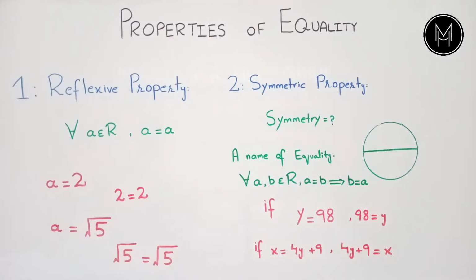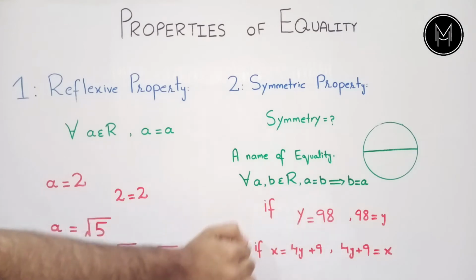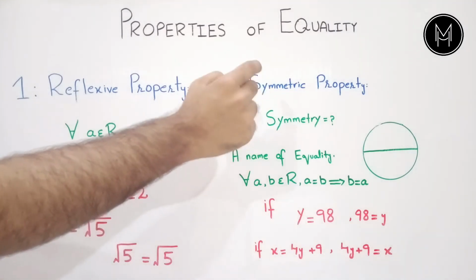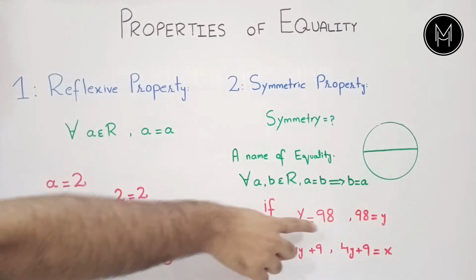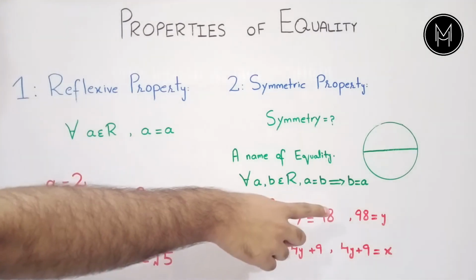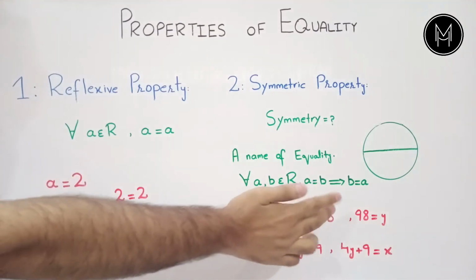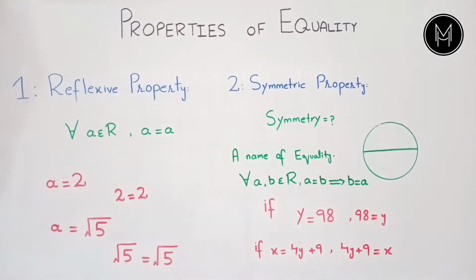Let's say we have an equation y is equal to 98. So according to the symmetric property of equality, we can also say that 98 is equal to y. There is no difference between saying these two different things. We can say y is equal to 98. We can also say that 98 is equal to y.